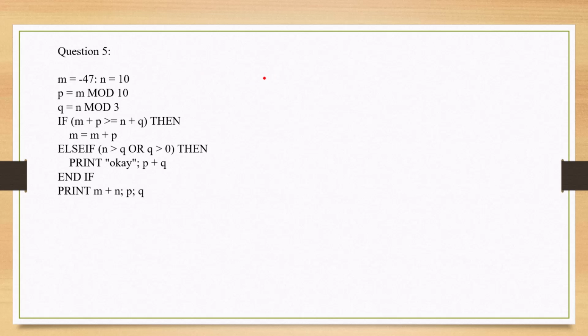In the fifth question, we have M, N, P and Q. So 4 columns we are making, M, N, P and Q. Output I am writing over here. So first thing is M equal to minus 47, we write it there. N is 10, we write it there. M mod 10, that is minus 47 mod 10, that's going to be minus 7. The value of P is minus 7. Then we have N mod 3, N is 10, so 10 mod 3, the remainder is 1. Q will be 1.